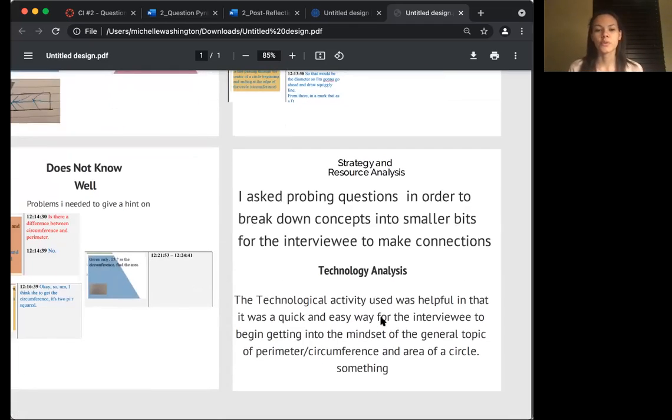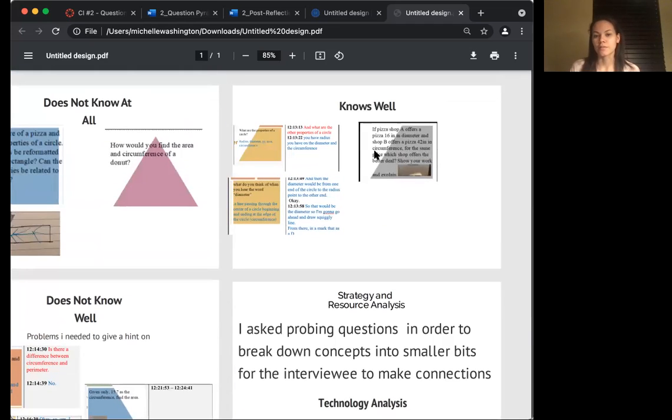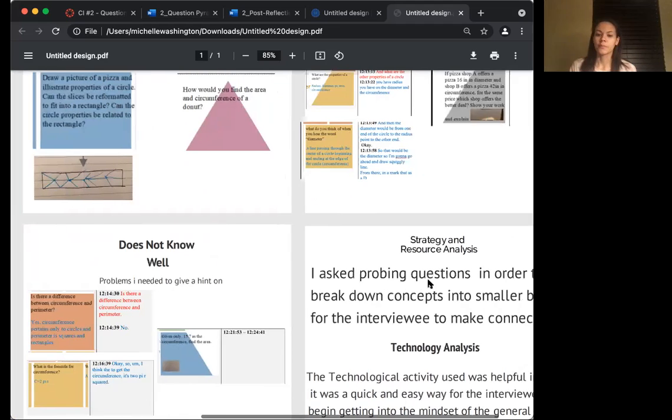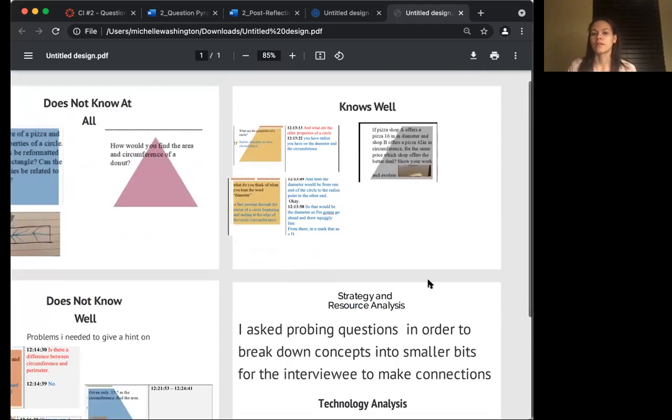My strategy and resource analysis. I asked a lot of probing questions in order to break down concepts into smaller bits for the interviewee to make connections. I feel like that helped a lot, considering initially he would not have been able to answer this pizza shop question had we not made those previous connections from the does not know well questions. Once he was able to make those connections, he did very well in implementing them.